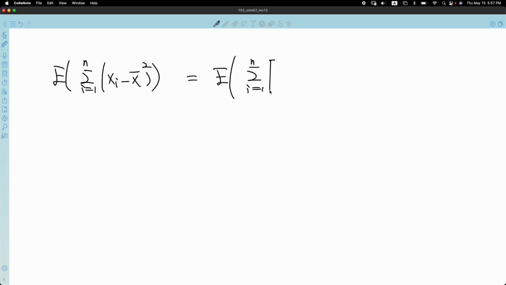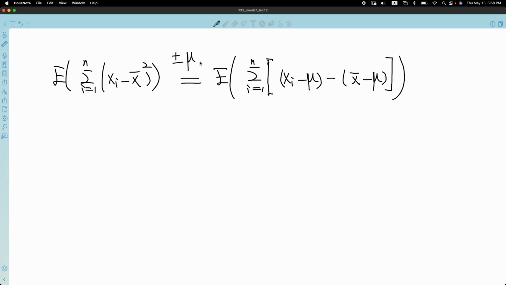Let me use a square bracket to wrap this one here. And then I'm going to write xi minus mu, and use a parenthesis to wrap them together, minus x bar minus mu. And I'm claiming that this is equal to the left hand side. What I'm doing is adding plus and minus mu inside the square bracket. There's also a square here. So this is still xi minus x bar, but with plus mu and minus mu, so it does not alter the quantity.